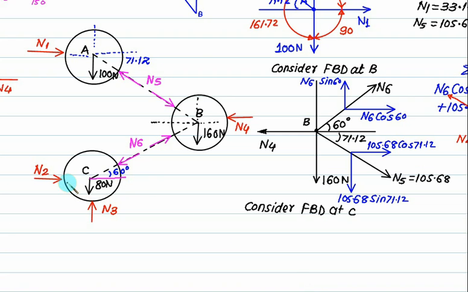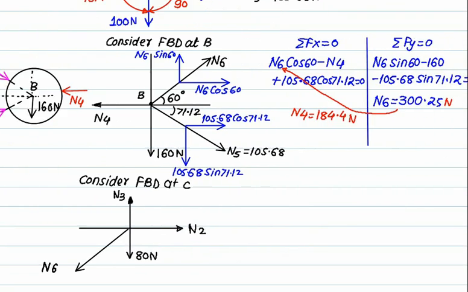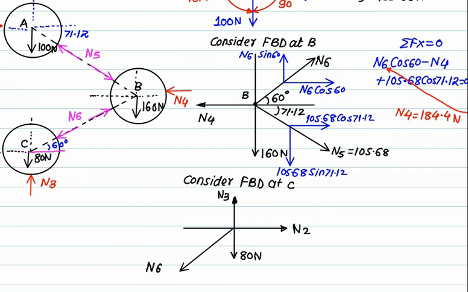Okay, consider FBD at C, and let's temporarily show our coordinate axis system. This 80 Newton is acting vertically downward. This N3 will act vertically upward. This N2 will shift to the right. And we have N6 present here in the first quadrant, which will shift to the third quadrant. The value of N6 is 300.25, and the angle made by N6 is 60.